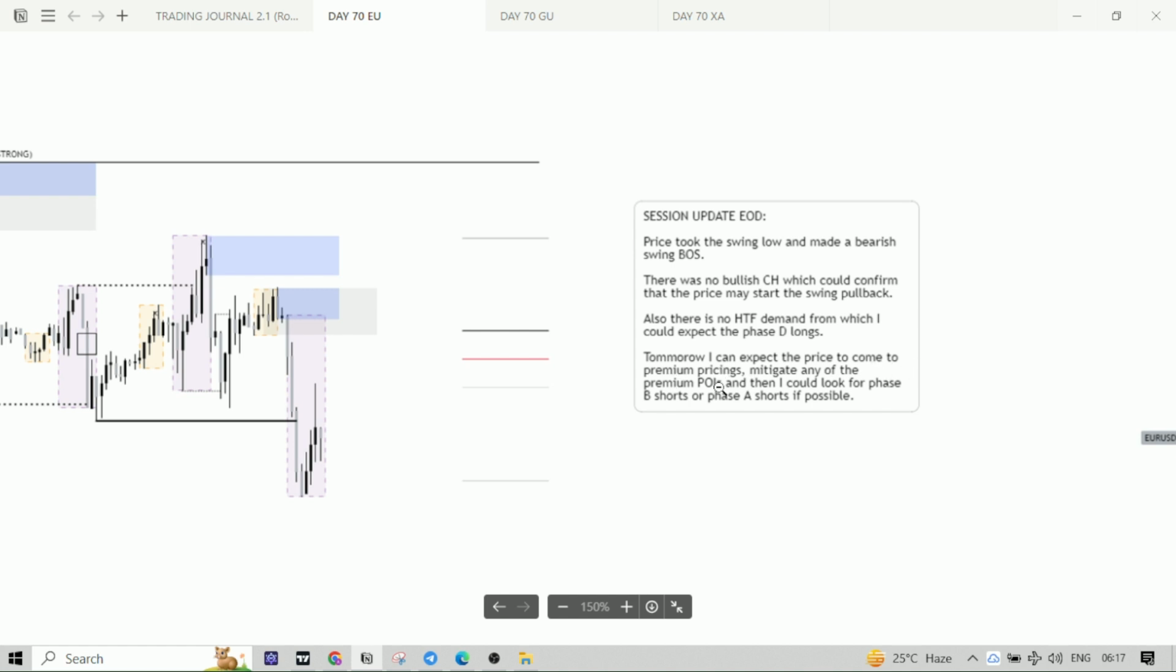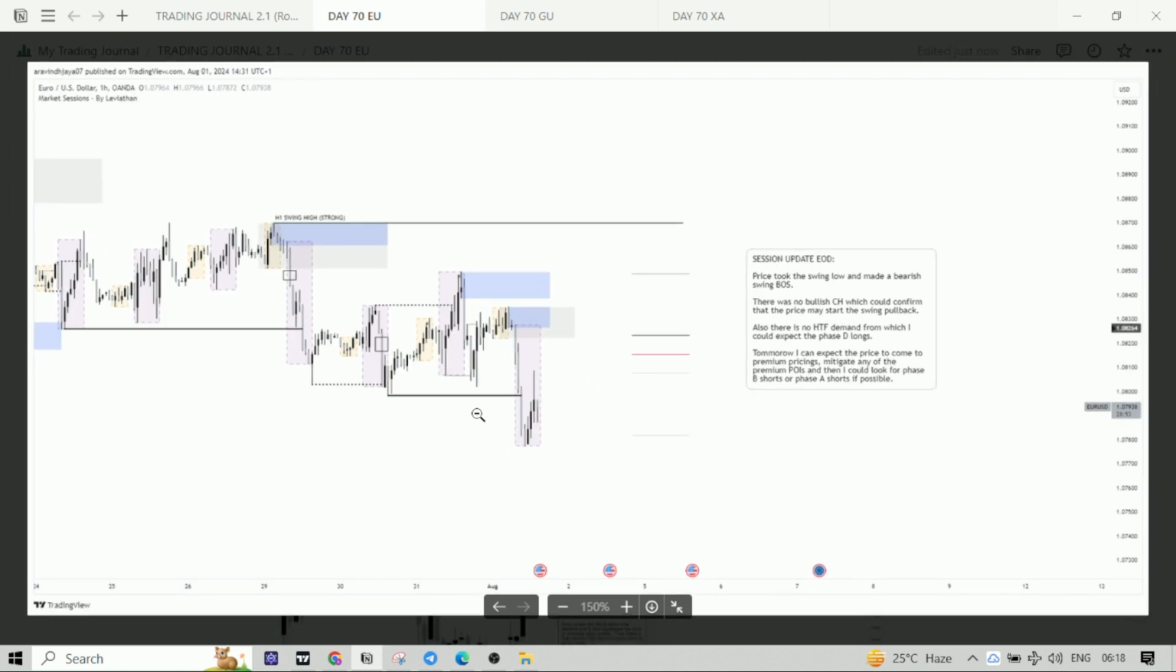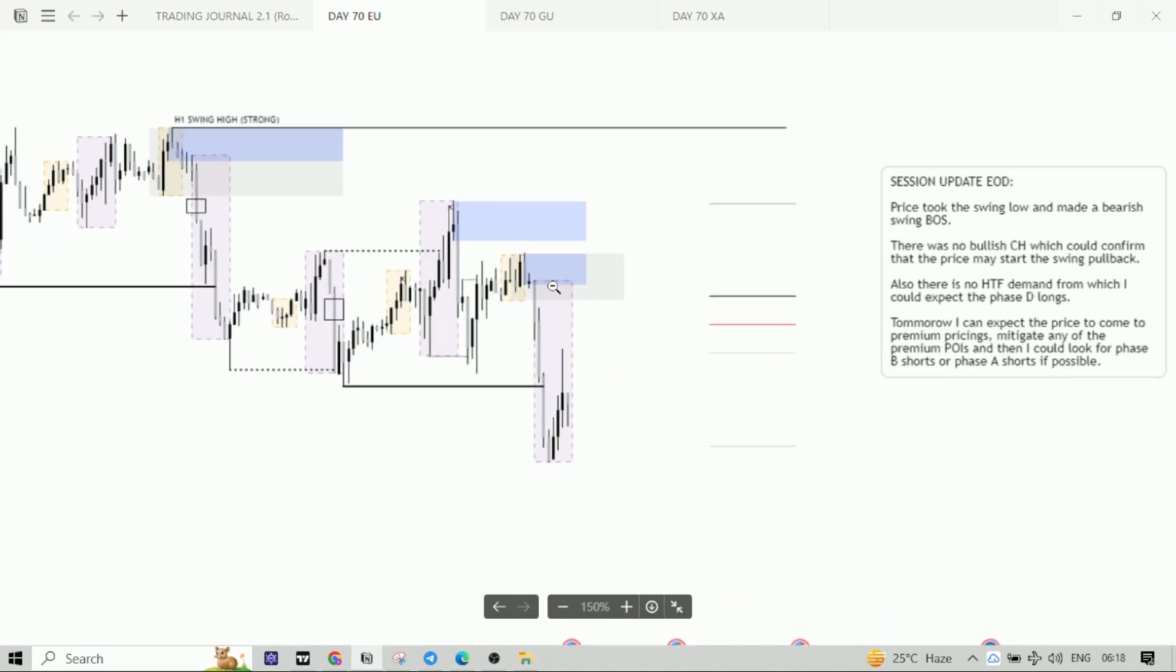Tomorrow I can expect the price to come to the premium pricings, mitigate any one of the premium POIs, and then I could look for phase B shorts or phase A shorts as possible. So probably this POI would be eliminated because it does not have any leg. So this would act as an inducement, I mean leg inducement, for this POI.